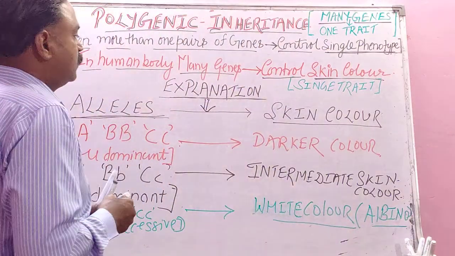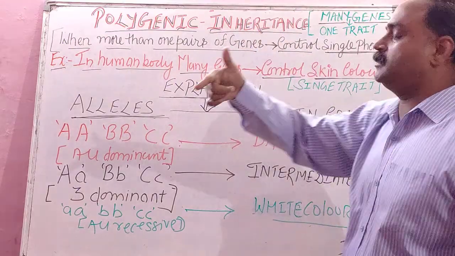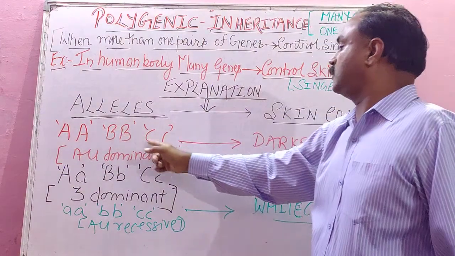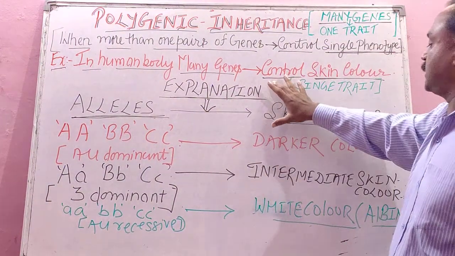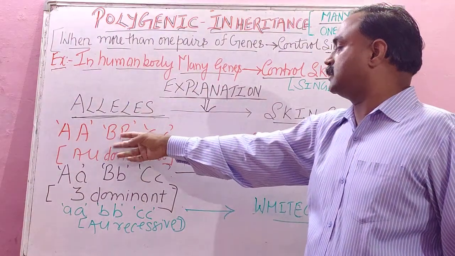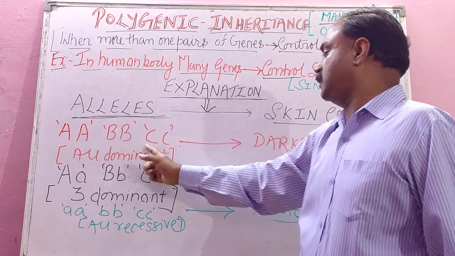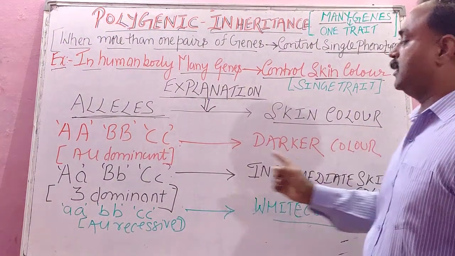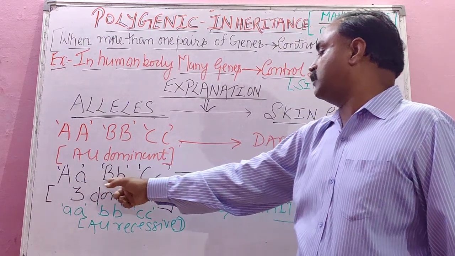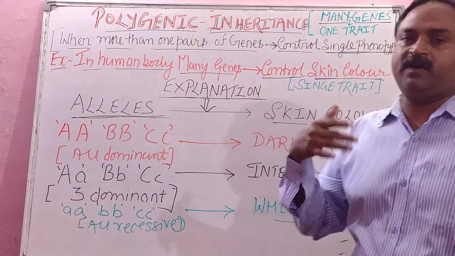Isn't it? So let us recap. Polygenic inheritance means many genes, one trait. When more than one pair of genes, 1, 2, 3, control a single feature, that is skin color. In humans, we have these conditions. All the dominant alleles, capital A, B, C, give a darker color of the skin. Small a, capital A, small b, capital B, small c, capital C gives intermediate color, that is brown skin.